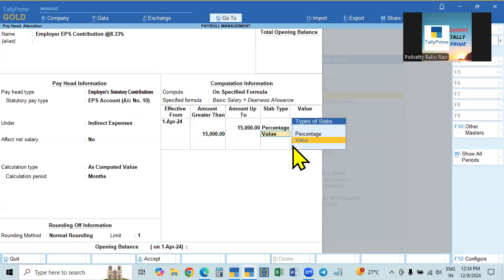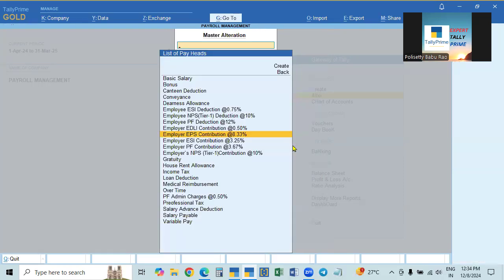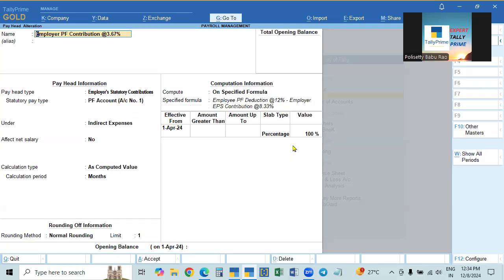We will take up amount value 1,250. That is 8.33% on 15,000. That is the limit cap. So like this. And the second one, you must be very careful. So 8.33% goes to EPS. Okay. The balance 3.67% is contributed to provident fund. So the employer's PF contribution is 3.67%.